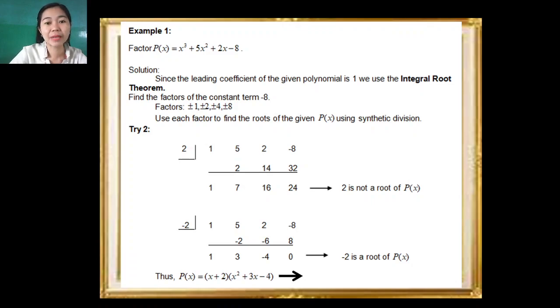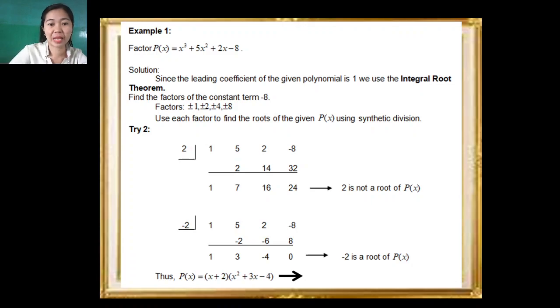And what are the factors of negative 8? So here is the list of the factors of negative 8. We have positive and negative 1, positive and negative 2, positive and negative 4, positive and negative 8. So ibig sabihin, sa mga nakalistang factors na yan, nandyan yung magiging roots ng ating polynomial, and kapag nakuha natin yung roots, we can determine the factors of the given polynomial.